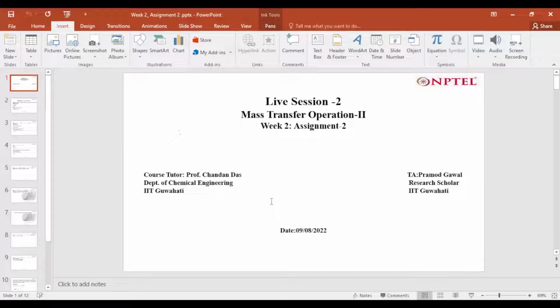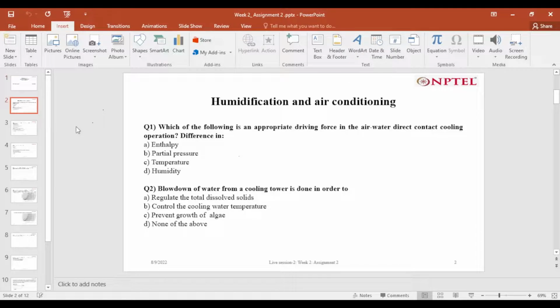I am going to take live session 2 on the NPTEL course of Mass Transfer Operation 2, week 2 assignment 2. I think all of you have gone through the week 2 lectures. Week 2 lectures covered mostly the design and calculation of the cooling tower. Based on that, I am going to take 8 questions. They will be simple. First I am going to start with the MCQ questions.